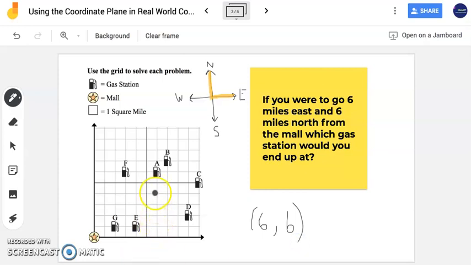So now let me count and see what point I'm at. 1, 2, 3, 4, 5, 6. And that's in fact telling me that point A or gas station A is at the location (6, 6), or you can describe that as 6 miles north and 6 miles east. Or in fact, if we like the order, we're starting here and we always go 6 miles east, then 6 miles north when we're reading that ordered pair. So it's important for you to identify this on a coordinate plane and understand what north, east, west, south means and how that's related to reading points on a coordinate plane.